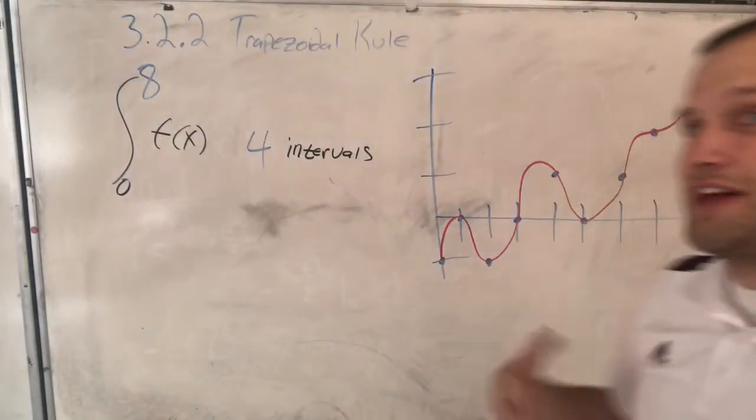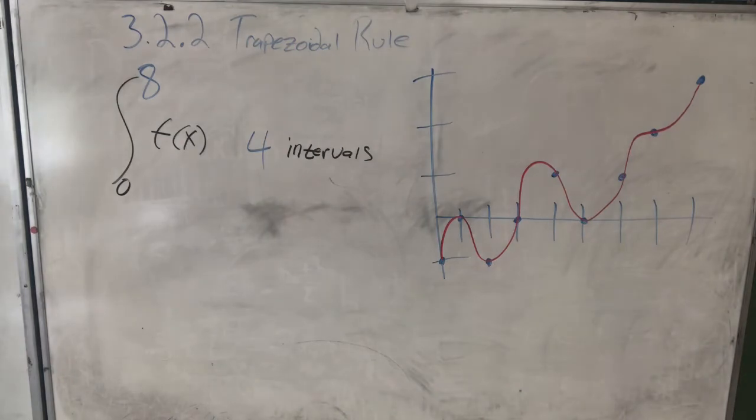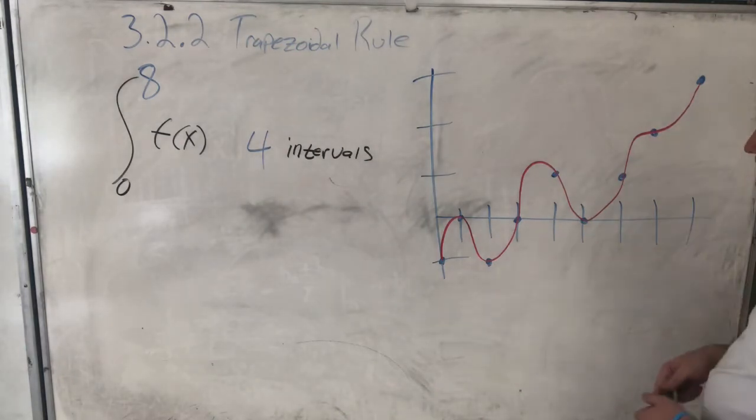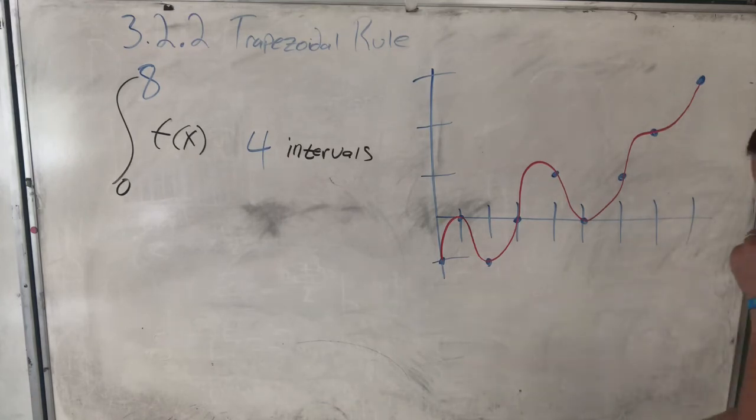All right, here's the last one that I promised you. I want you to integrate from 0 to 8 using 4 separate intervals with the trapezoidal rule, okay? It looks like there's 8 here. Split it up, tell me what you get. All right, pause the video if you don't have the answer already. I'm about ready to give you the answer.